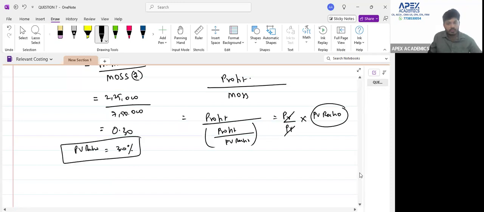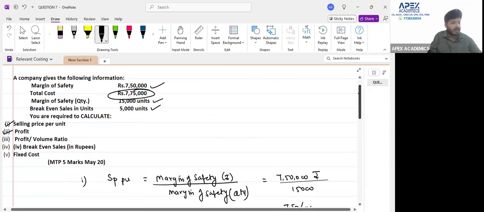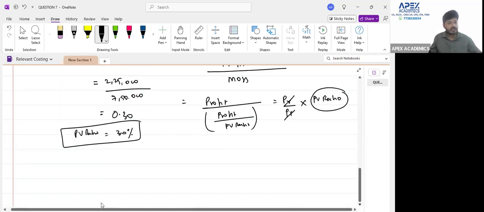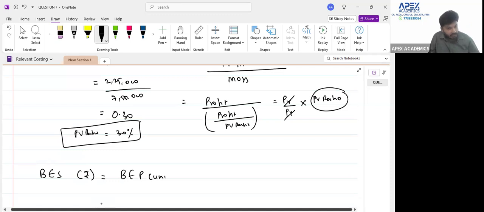You have learned two to three new formulas today. बराबर है? Break even sales in rupees. What are they asking us? Break even sales in rupees. Break even sales in what terms? In rupees terms. Break even sales in rupees terms is equal to break even point in units multiplied by selling price per unit.